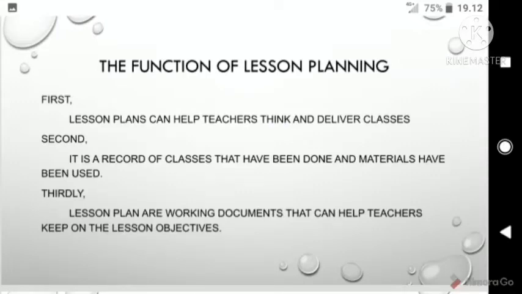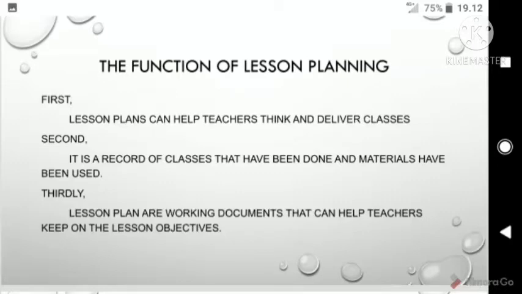The function of a lesson plan. First and most importantly, lesson plans can help teachers think and deliver their classes. When a teacher makes a lesson plan, there are several aspects that need to be taken into consideration, such as lesson objectives, possible difficulties, skills, and so on.